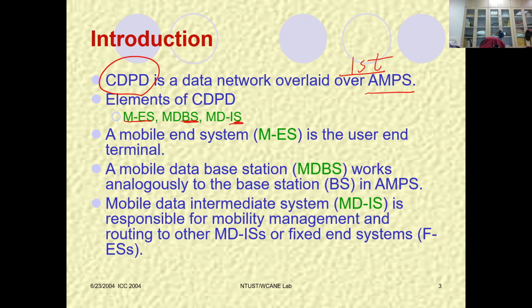Well, MES, it is the user end terminal. Alright, and mobile data base station. Base station here is analogous to the normal base station in AMPS. As for mobile data intermediate system, it works like the mobility management, routing, and allows routing to the other mobile data intermediate systems.